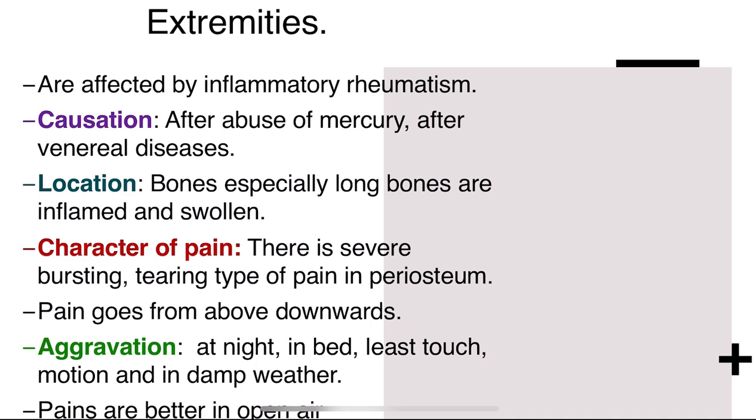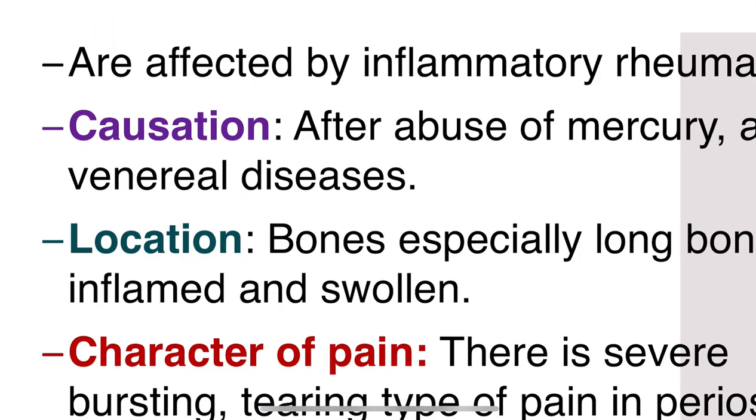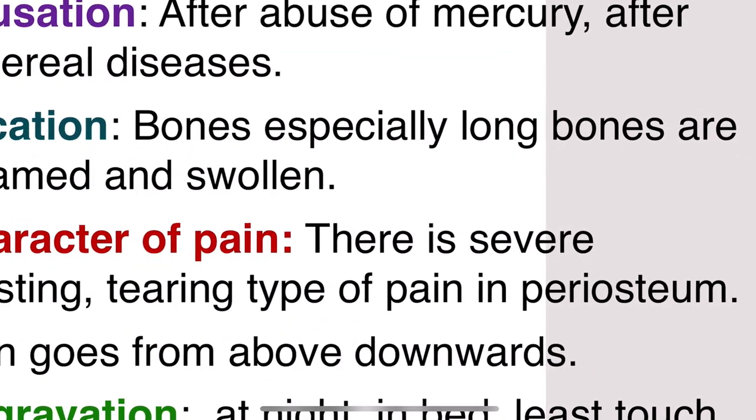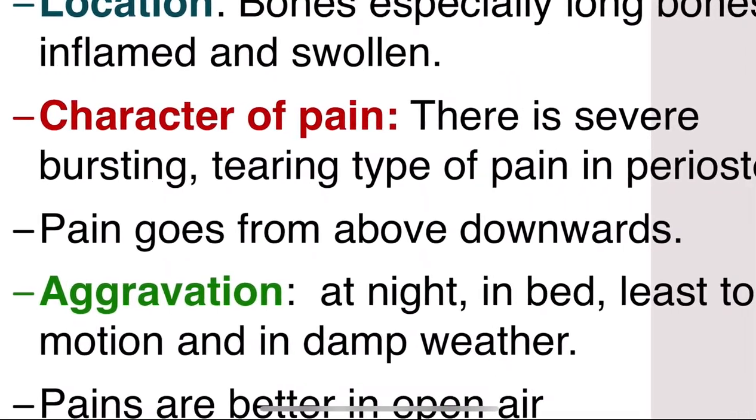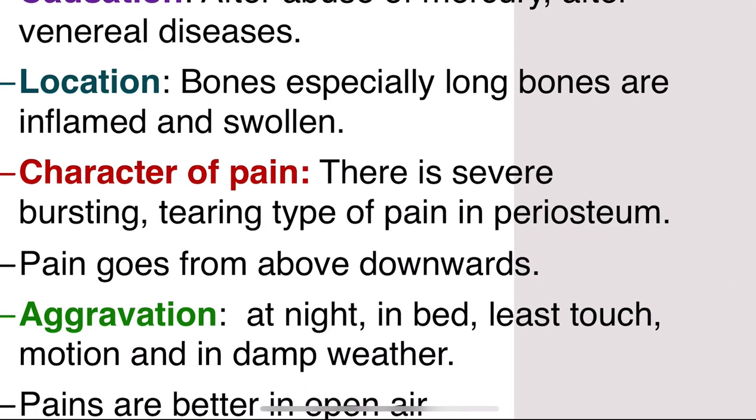Moving further to the extremities. They are affected by inflammatory rheumatism. What is the causation for this inflammatory rheumatism? The abuse of mercury and venereal diseases. What happens to the bones? The long bones show inflammation and swelling. We have studied in the guiding symptoms that there will be inflammation and swelling in the joints and bones, and the character of pain is severe bursting, tearing pain in the periosteum.